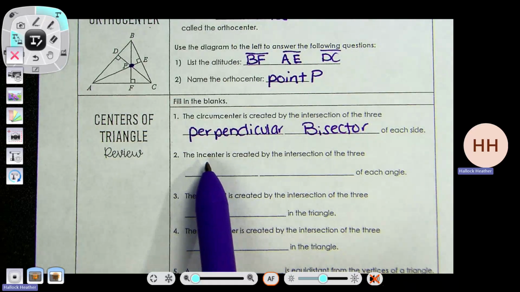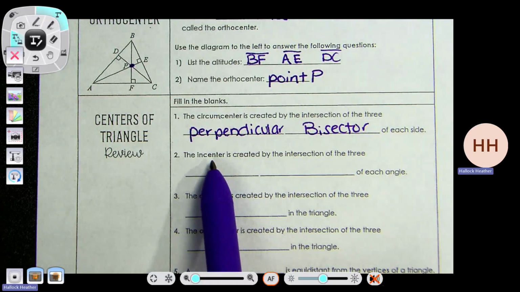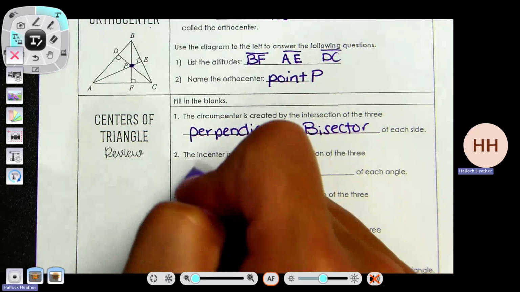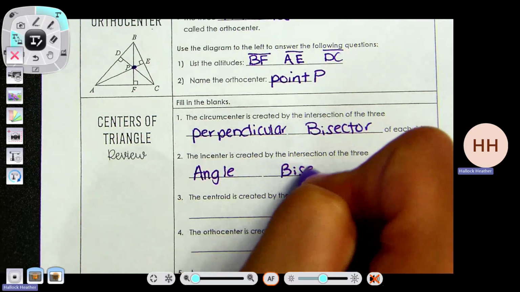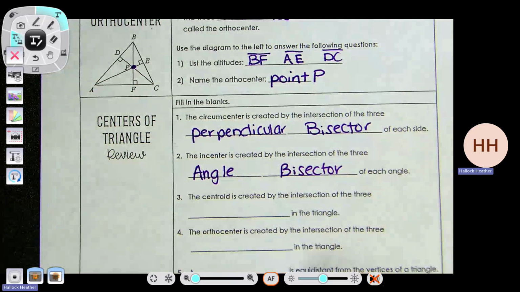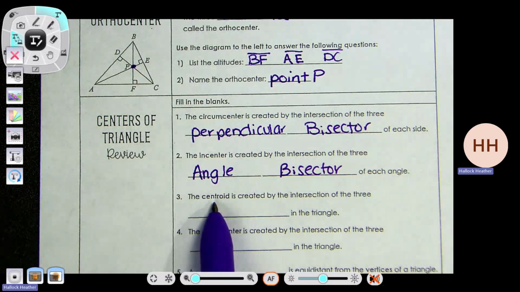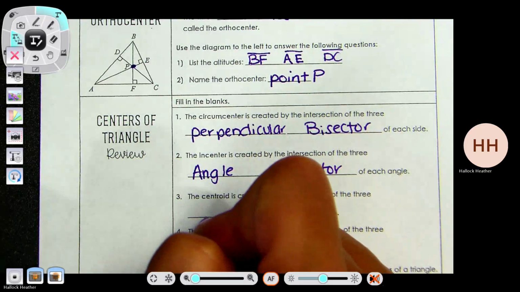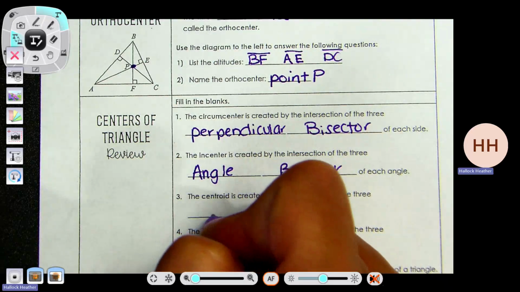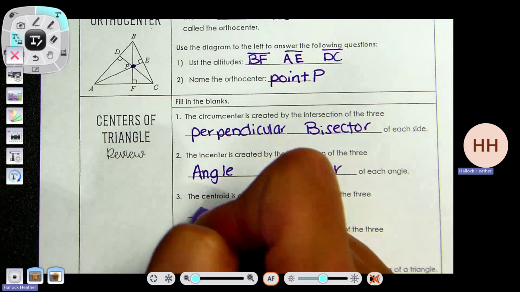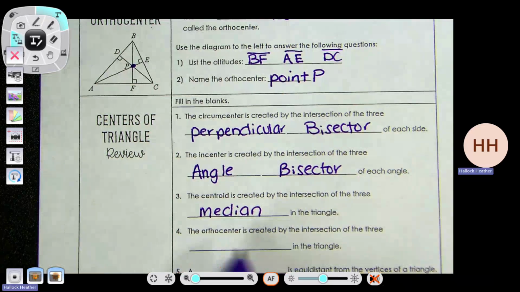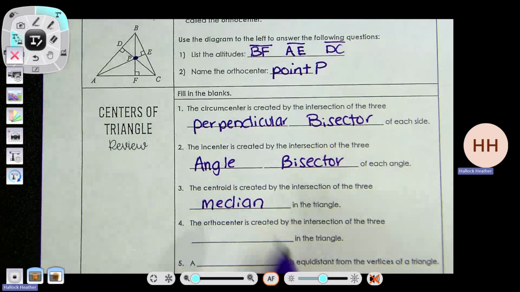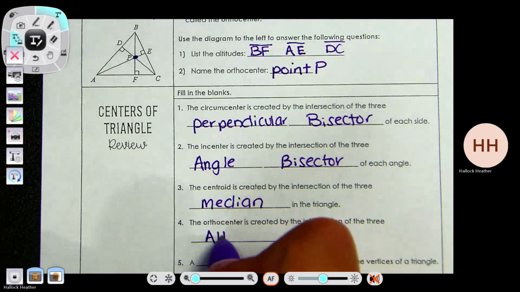The incenter is made by what? Angle bisectors. This is also on your diagram paper that you just filled out. The centroid, which is what we talked about yesterday, is made by what? Look at the poster. The medians. The orthocenter is the last one. That's created by altitudes.